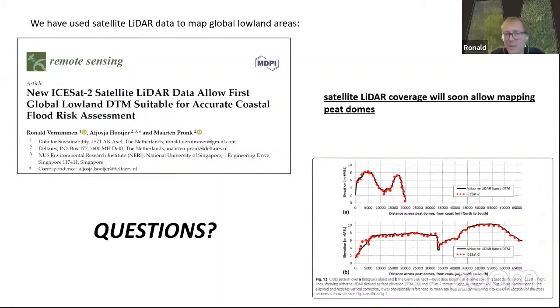But the big advantage of this satellite LIDAR is that it's all free. So that's the good thing. And it works also in forested areas, as we have demonstrated as well. Also, this paper is freely available online. And also the map is available.